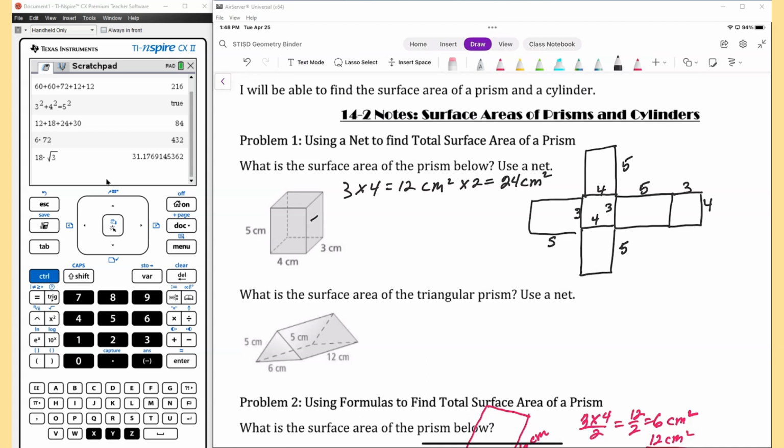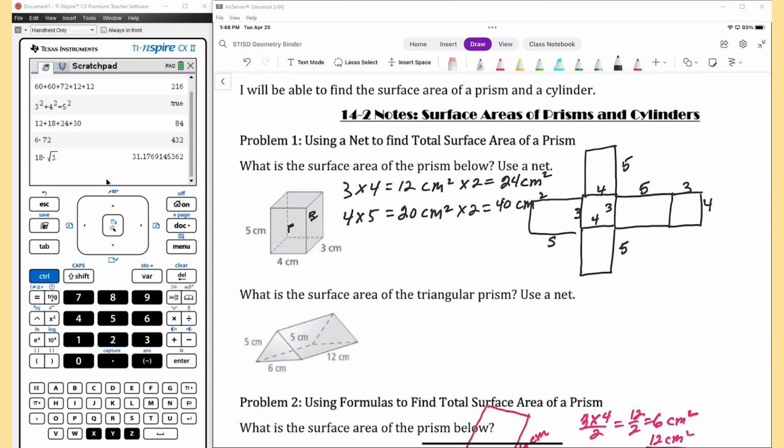Now there's two different types of rectangle. There's the one that's 4 by 5, and I have 2 of those. So 4 by 5 gives you 20 centimeters squared. Those are your front and your back face. There's your front and back, and we have 2 of them. So it's 40 centimeters squared.